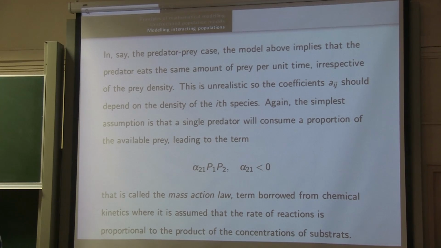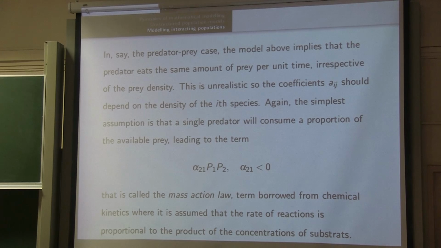Let us try to understand the meaning of this linear term. It means that a single predator consumes the same amount of prey, whatever the circumstances. It's simply alpha times P2. So one predator takes alpha prey per year, for example, and the total negative contribution will be alpha times P2. Okay, so this is unrealistic, of course. And then we need some nonlinear type of interaction here.